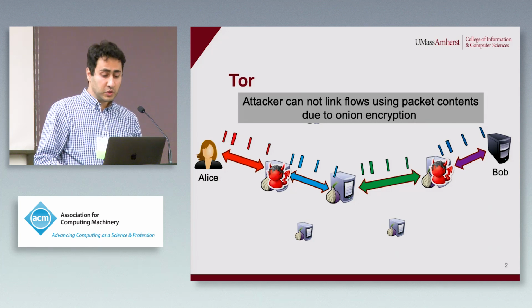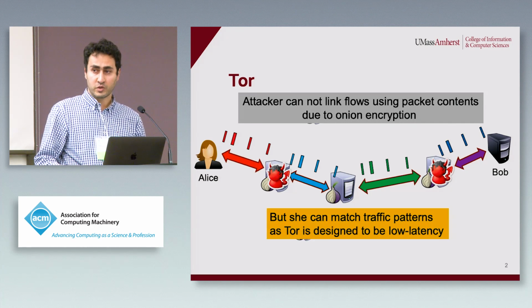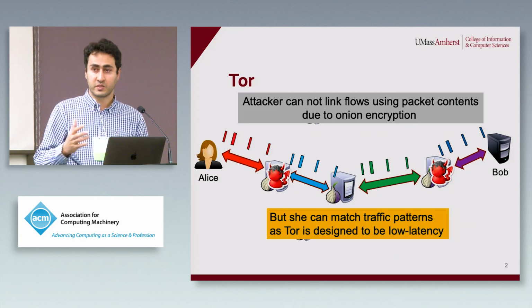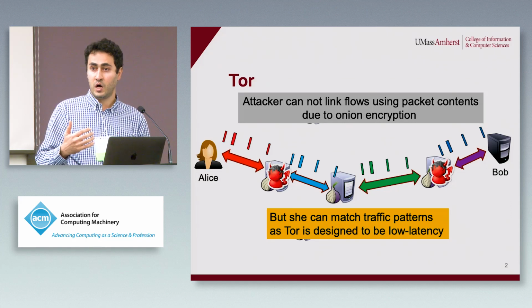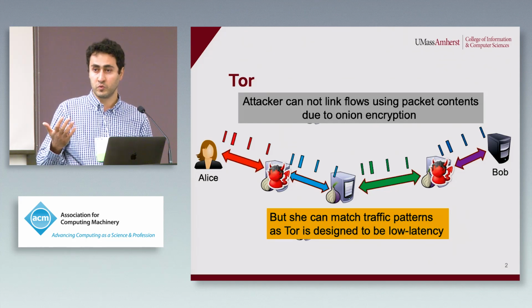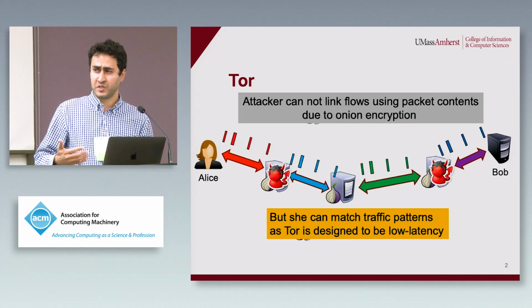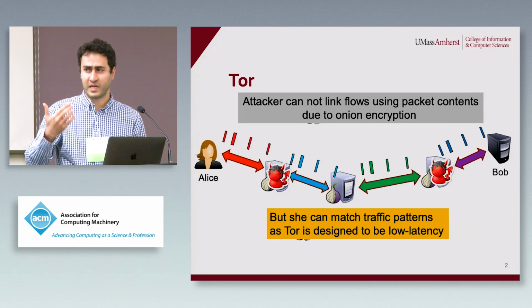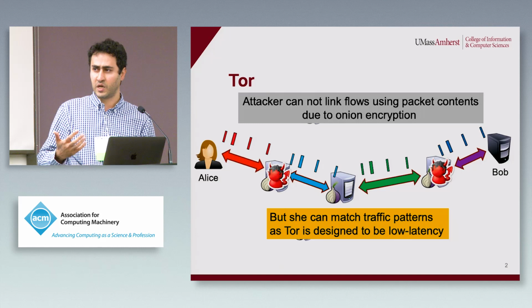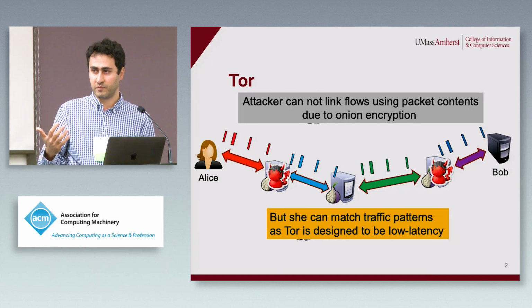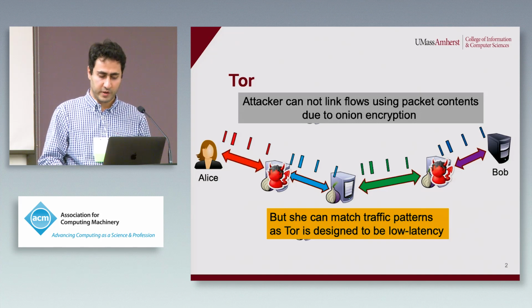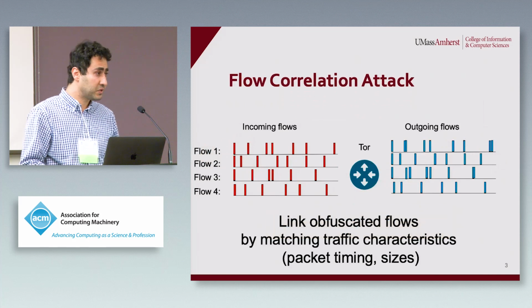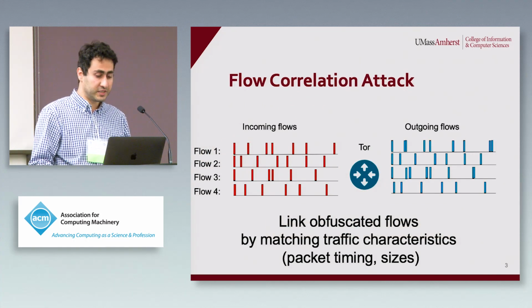However, what the adversary can do is try to match the timing and sizes of packets, because Tor is designed to run as a low latency system, and therefore features like timing and the volume of traffic observed on different segments are not changed significantly for the connections. This is what we call the Tor flow correlation attack.